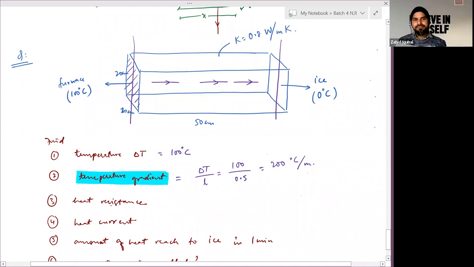Try to find the third, heat resistance, which equals L divided by K times A. We have length 0.5, thermal conductivity 0.8, area of cross section 0.2 into 0.2. So it will be 0.5 divided by 0.032. If you solve this particular part, you will get 15.625.